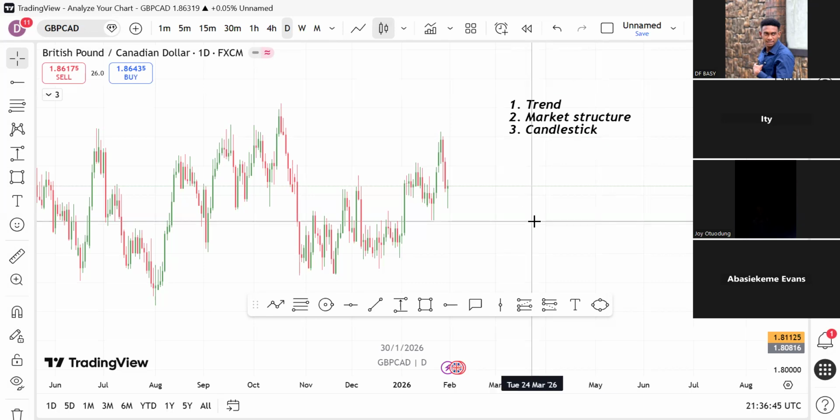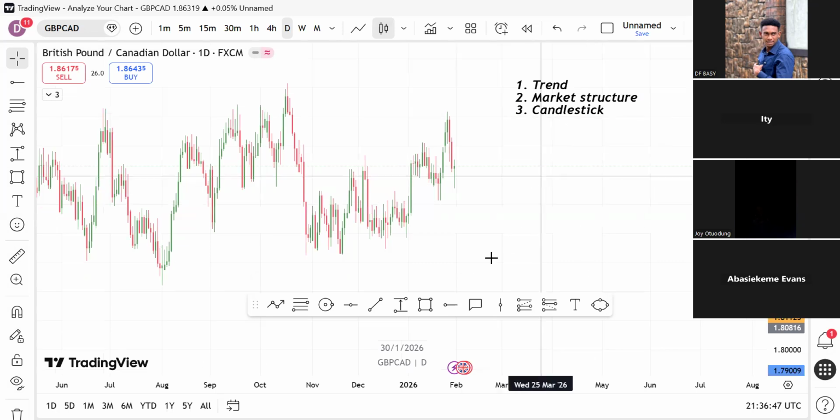All right. So now starting off with trend. What is trend? Trend is a general term used to describe the direction of the market. It's telling you which direction the market is going, whether the market is in an uptrend, a downtrend, or sideways, which is ranging.